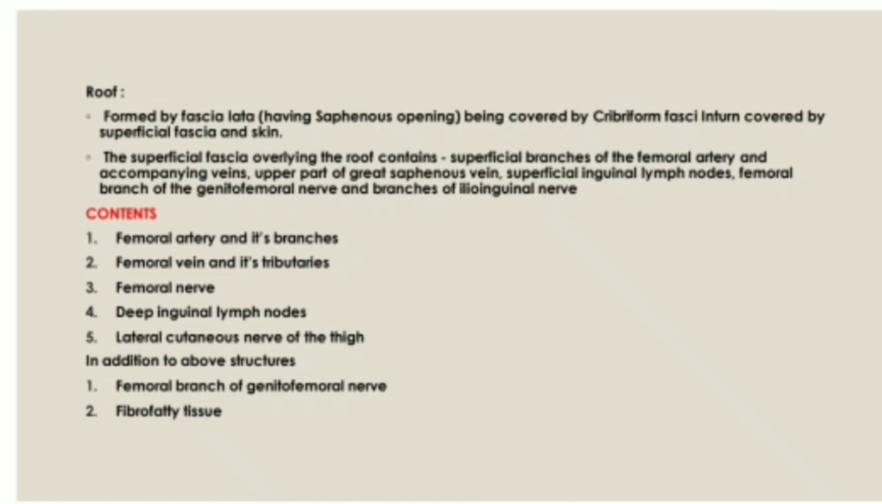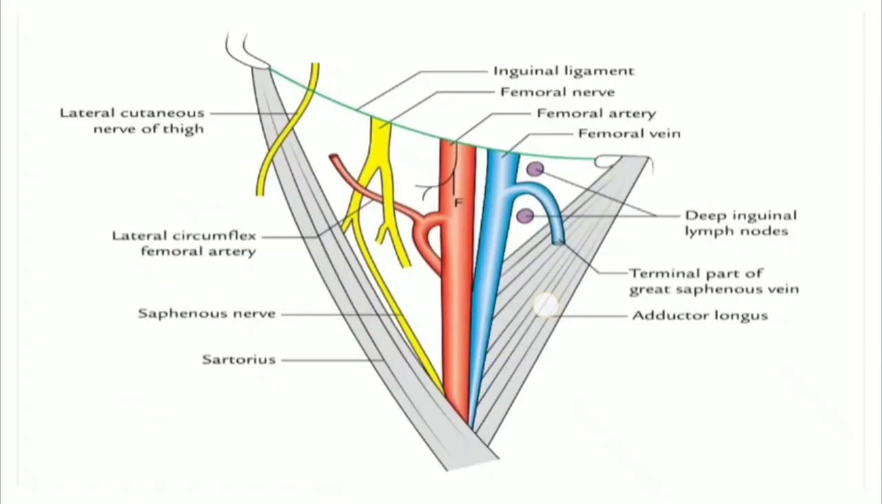Then we will have branches of the ilioinguinal nerve. You would have been studying the ilioinguinal nerve in the abdominal region, around the rectus sheath. Only its branches you can find over here, in the superficial fascia. Okay, fine. So what are the contents of this triangle? You have the femoral artery. These are the contents, but it's pakka anatomy.